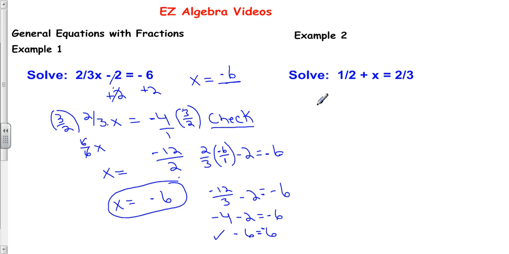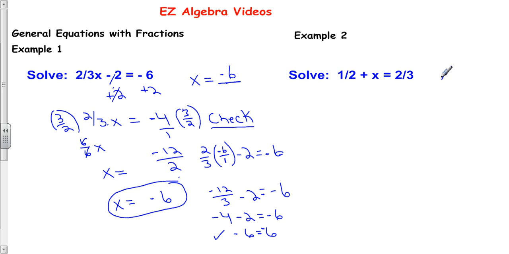Those checks are always very, very nice when you're solving more difficult problems or confusing problems. Okay, let's move on to example number 2. In example number 2, we don't have a fraction as a coefficient. We don't have any coefficient actually, but we're going to solve this in a similar way.